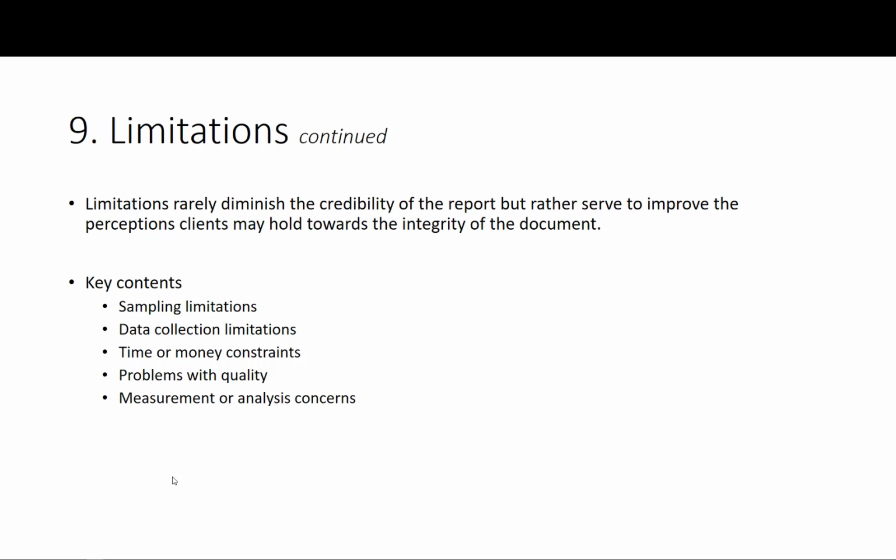So limitations. Limitations are not used to diminish the credibility of the reports, but basically they prove to the client that you understand the boundaries in which your research has taken place. For instance, a good limitation is that when doing the qualitative research, we only interviewed male respondents. While the research question did not specify that we only addressed male respondents, our qualitative research failed to take into account the female perspective. However, we addressed this in the quantitative.